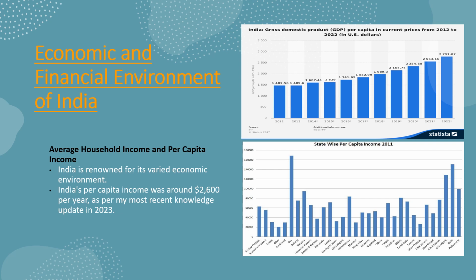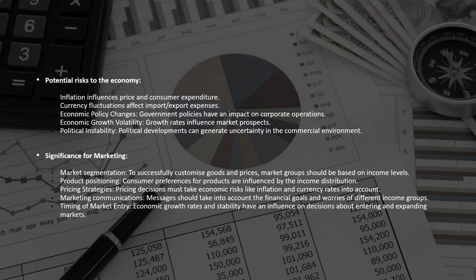The economic and financial environment of India: the average household income and per capita income in India is about $2,600 per year, as per my most recent knowledge updates in 2023. That is what the per capita income per member in a year is. Potential risks to the economy include inflation influencing prices and consumer expenditure, and currency fluctuations affecting import and export expenses. All these matter in this country, and the growth rate influences the market, while political instability and development can generate uncertainty in the commercial environment.